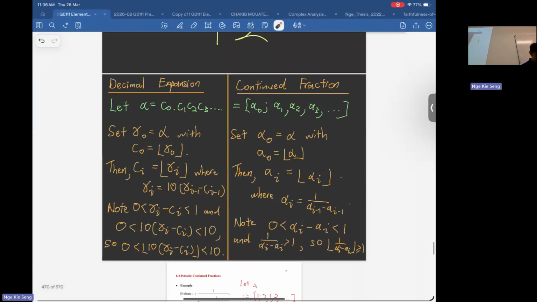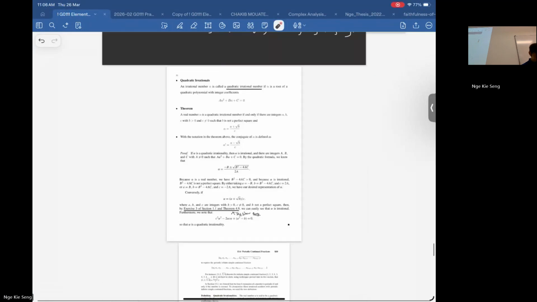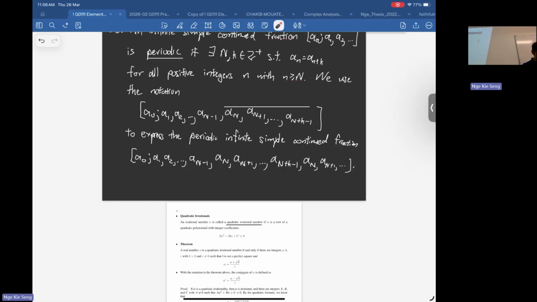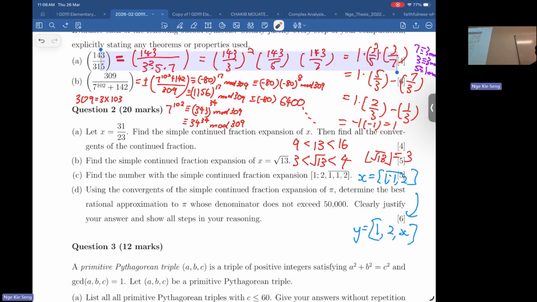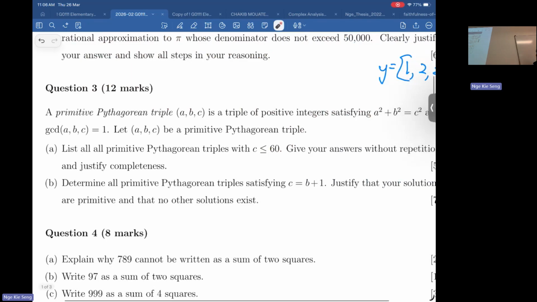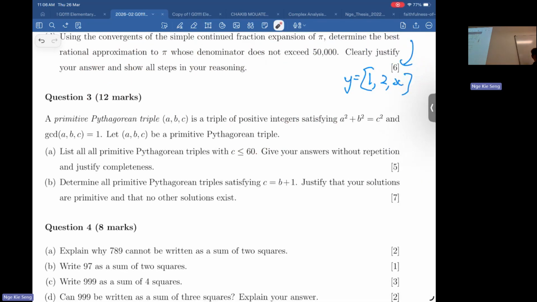Pythagorean theorem. Hey, where's my assignment? Okay, here. Next. A primitive Pythagorean triple is a triple. This one we introduced yesterday. List all the primitive Pythagorean triples less than or equal to 60. Give your answer without repetition and justify completeness. This one we did yesterday, right? We did it for 25. Now they do it for 60.